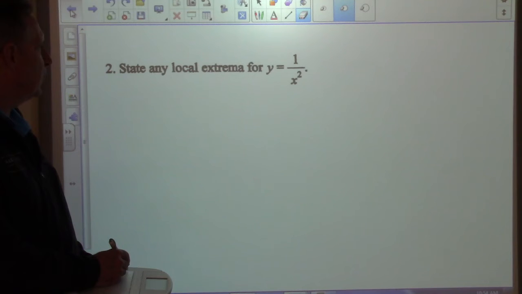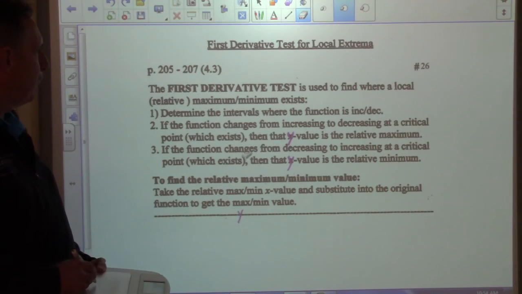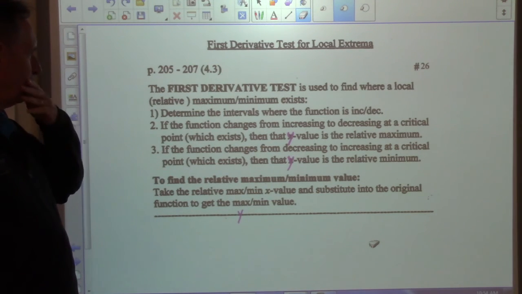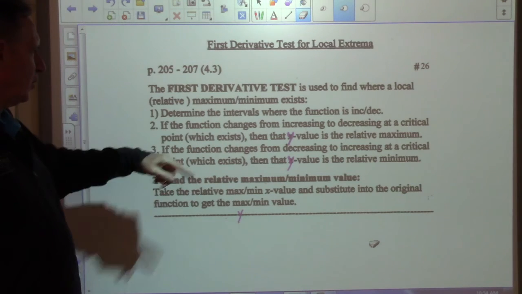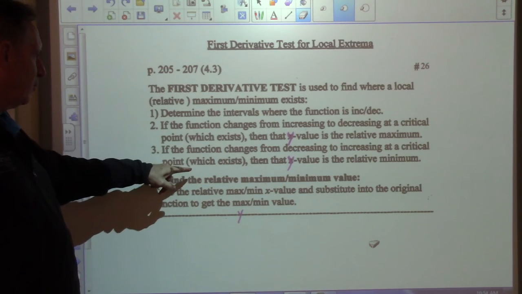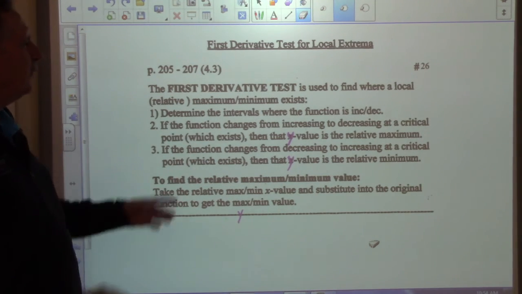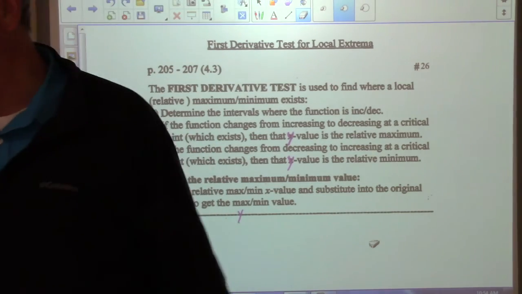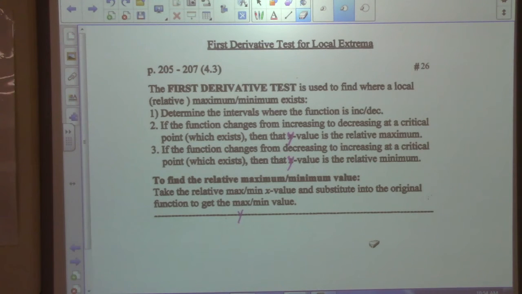Let's read. Okay, if it says which exists. I was thinking if it exists, so I got my wording wrong. Which exists. So look at number 2. Does that critical point exist?